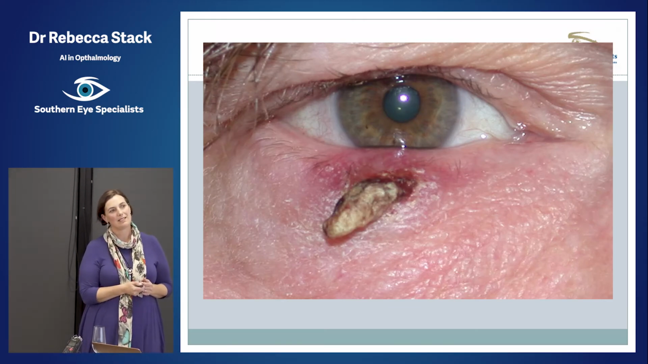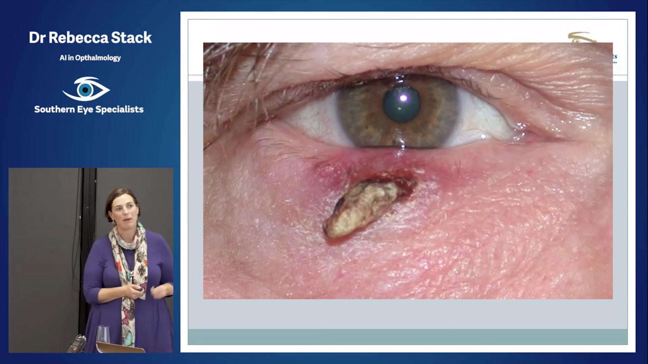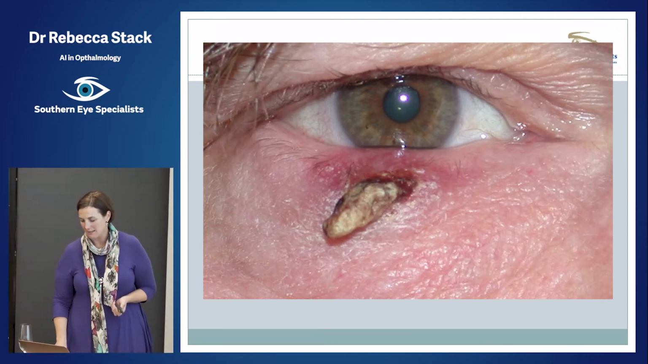But of course the problem is at the base here, because this is where the cancer is. This is what's causing the keratin to grow. So unless you take the biopsy from the base and get into the lesion, you're not going to get the answer.